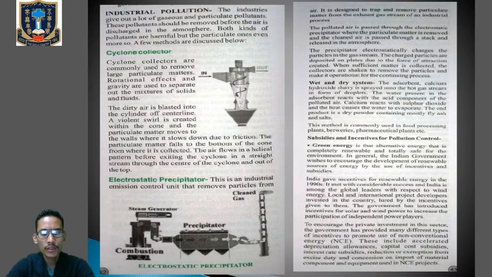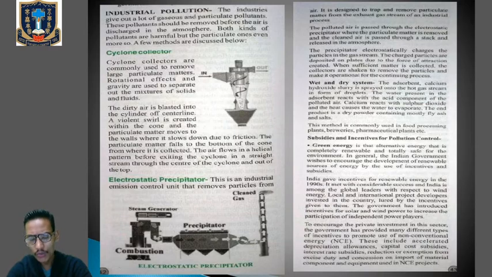Clear? So industries give out a large amount of gaseous pollutants and particulate pollutants, and these pollute the air. Before these pollutants are released into the air from the industries, they need to be removed. Those gaseous and particulate pollutants need to be removed before being released into the environment, or else they will bring air pollution.